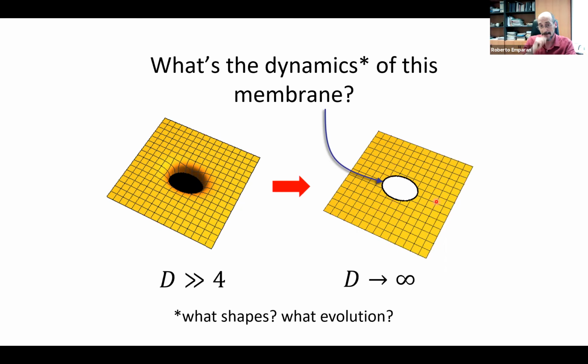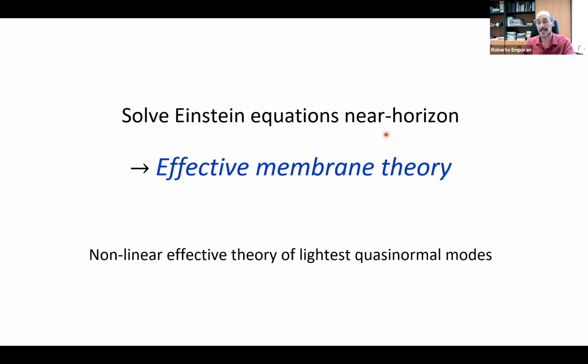I'm going to go into a few equations in a few slides, but the idea is that this is what we're going to do. We're going to solve the Einstein equations near the horizon, not fully, but at least the radial dependence, as we will see, and then out of this get something like an effective membrane theory. For those of you who are familiar with effective theories of black holes, like those that appear in the fluid-gravity correspondence and other ideas related to AdS/CFT, this is essentially the nonlinear effective theory of the lightest quasi-normal modes of the black hole.